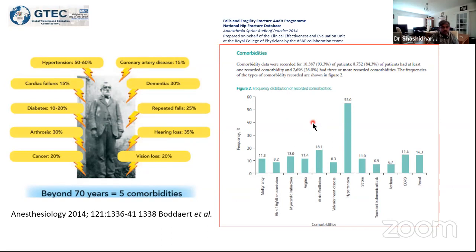But the more important thing is that, along with that, they also have other issues for communication. One is dementia. They also have repeated falls, but these two other things make things even more difficult: hearing loss and vision loss.